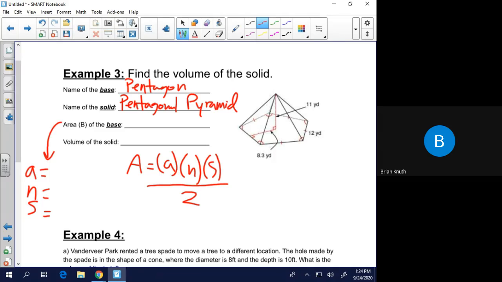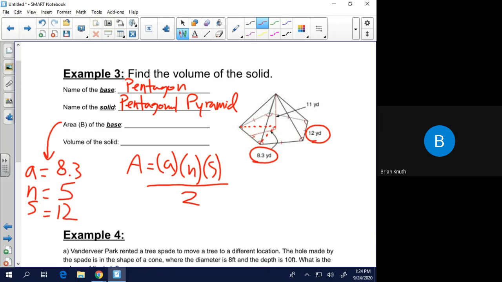Okay, so let's look at our picture here. Our A, which is our apothem. If you look over here, here's our apothem, the 8.3. Imagine if I had a triangle right here. There's our apothem. So I will write that over here, 8.3. The number of sides, again, we already said is a pentagon, so 5 sides. 1, 2, 3, 4, 5. 5 sides. Side length, we have over here, it is 12 yards. Okay, so 12.